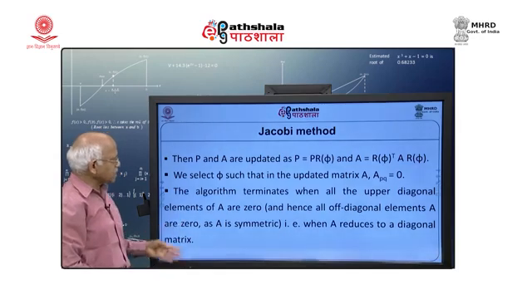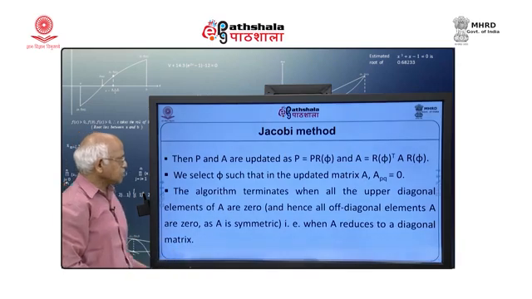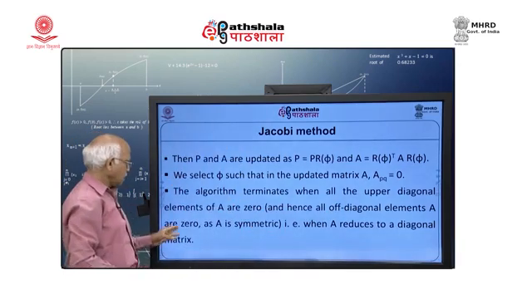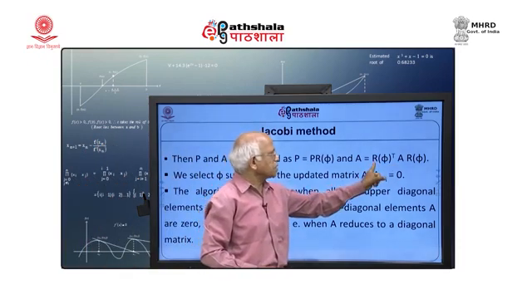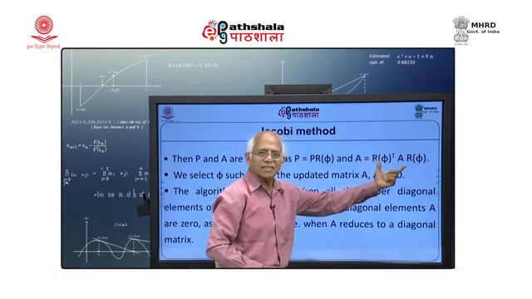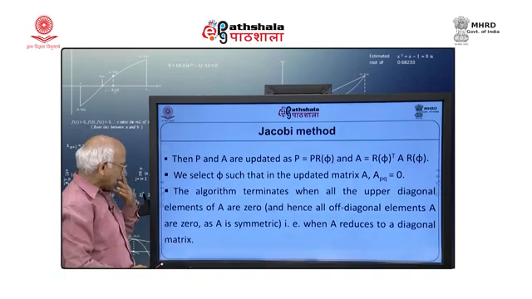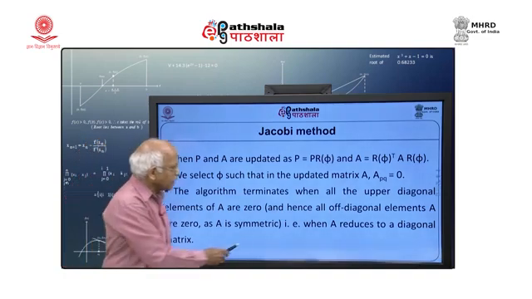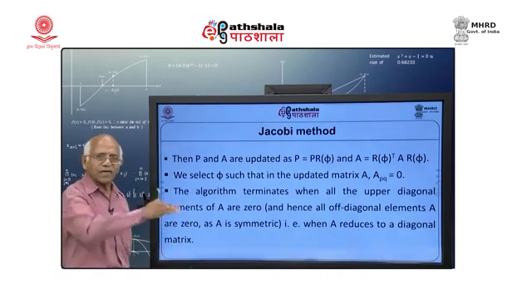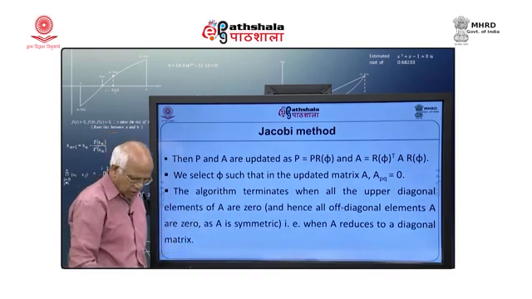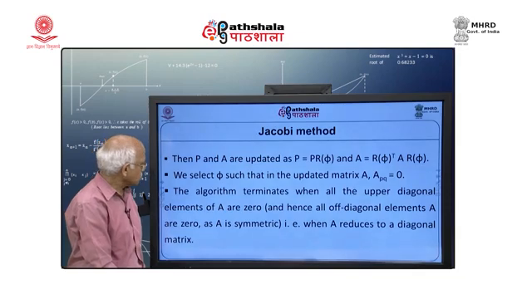The algorithm terminates when all the upper diagonal elements of A are 0, and hence all off diagonal elements of A are 0, because the symmetricity of the matrix is not changed. We are multiplying by R phi inverse and R phi on both sides, and therefore this matrix also remains symmetric. So as A is symmetric, when all the off diagonal elements become 0, it reduces to a diagonal matrix, and that is what we want. We can get the D matrix only after reducing all these elements to 0.